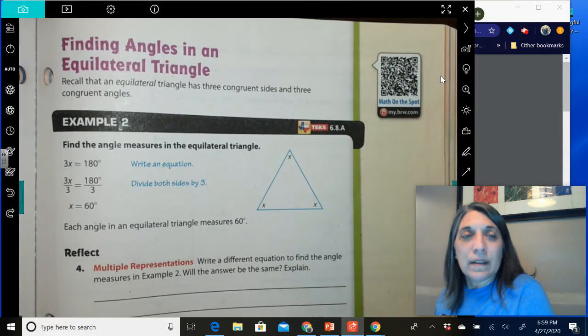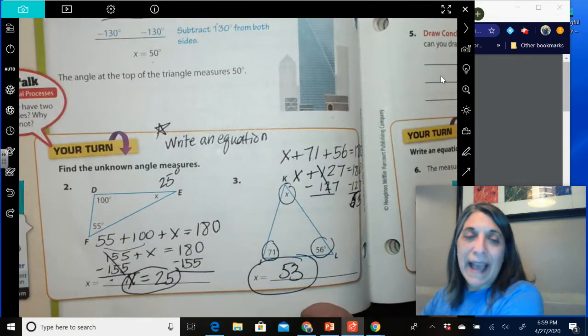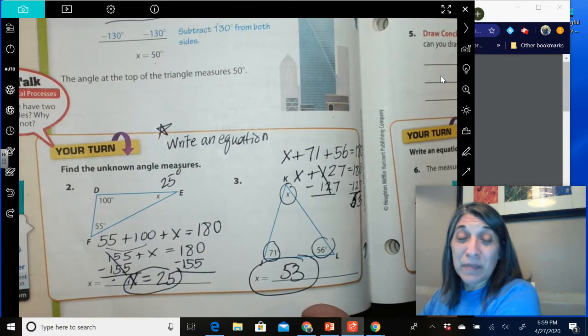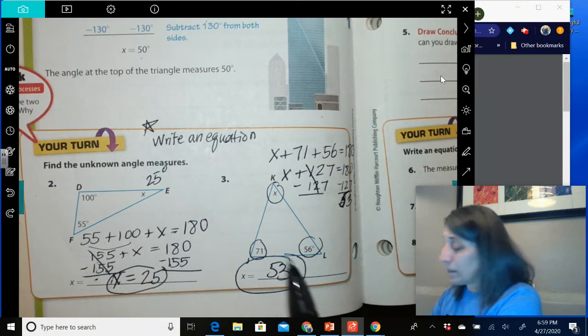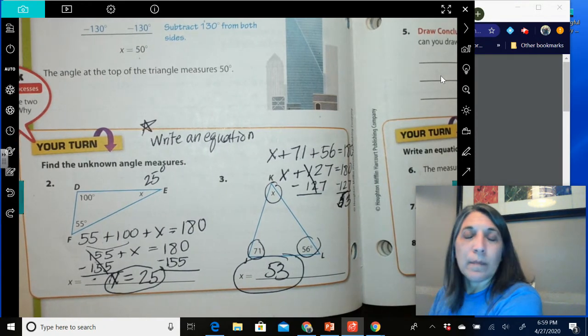Now on this one, these are really simple because you're just adding. You have to kind of remember some things about these. They're just either acute or obtuse angles.